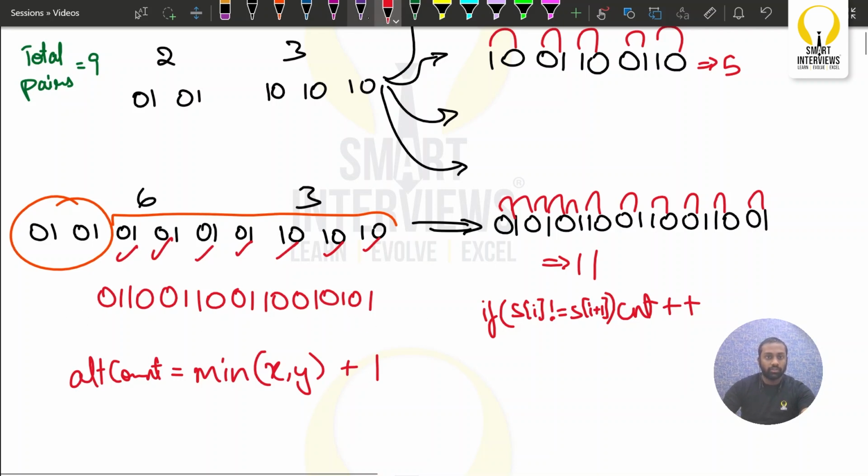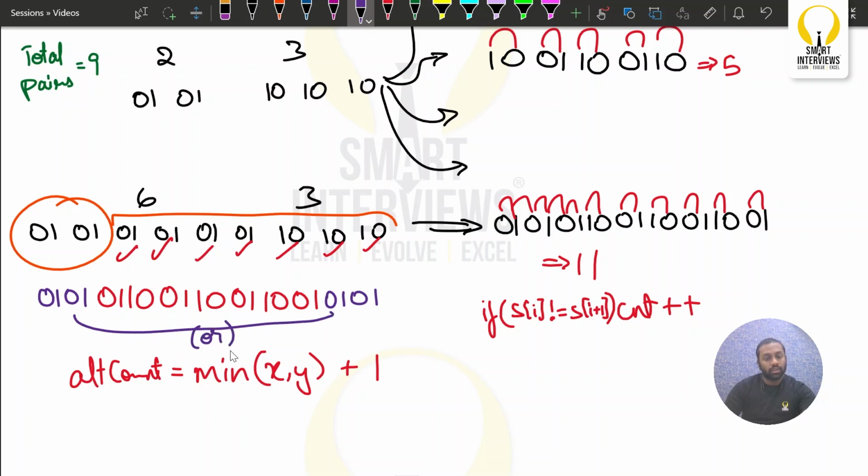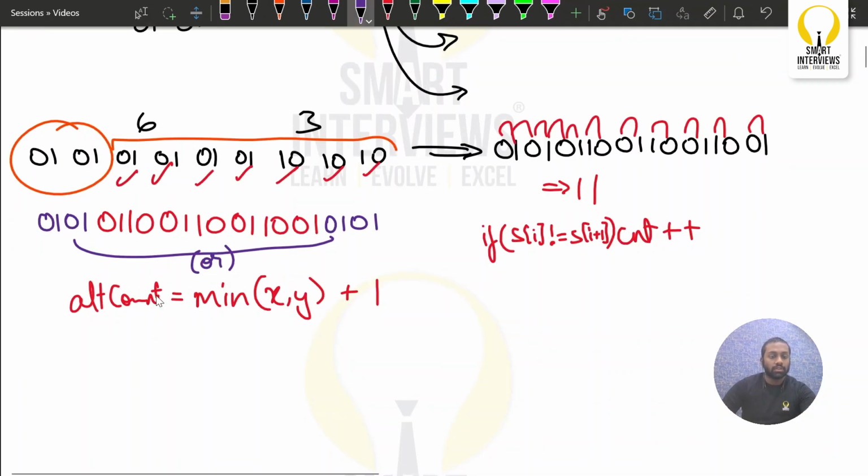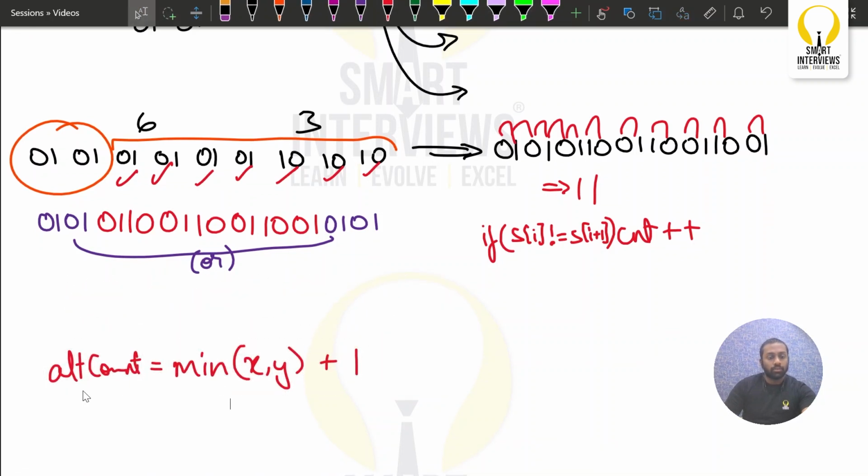You can verify this. That is putting it over here or putting it over here. Either of these will give you same amount of pairs, same amount of additional pairs. So for the alternating count times, I need to append into a new string. Let's try to convert this to code.